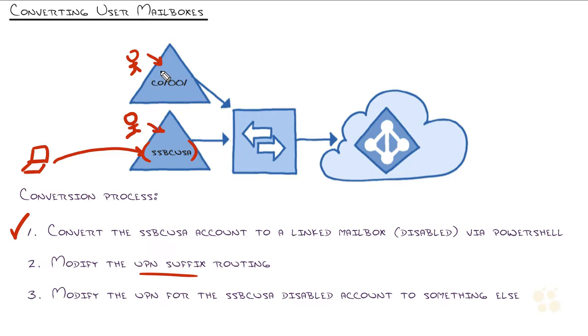Now, you may not want to do a slow migration. Matter of fact, I probably would recommend not doing a slow migration. Convert all of the accounts to linked mailboxes all in one evening. That's great. But I'll tell you, for my environment, it gives us a lot of breathing room and a little extra sleep. That's what I mean by modifying the UPN suffix routing, is I'm removing the via.com from SSBC USA and adding it up here. Now let's verify that worked.